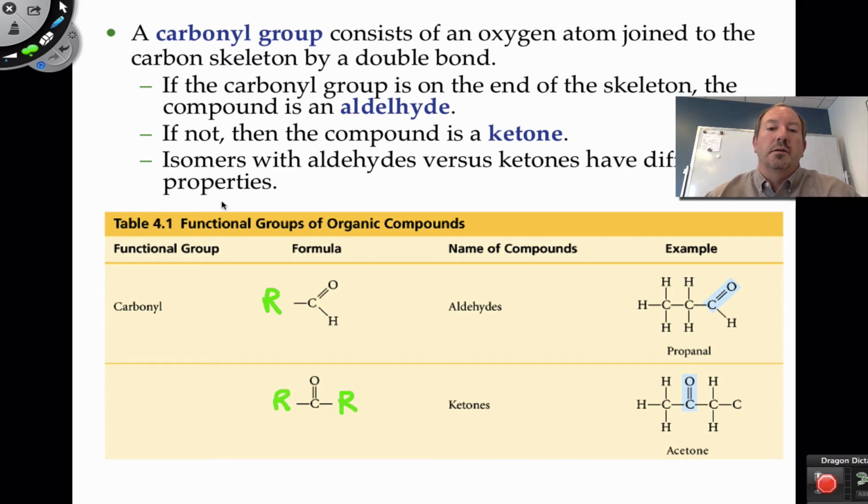So carbonyl, double bond oxygen. An important example of this is acetone. You might be familiar with this compound; it helps to remove nail polish. And propanol is an example of that.